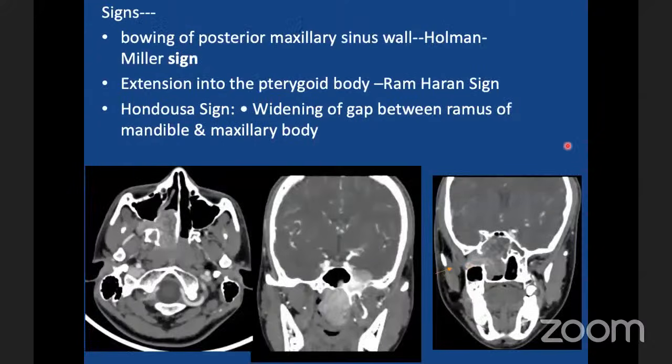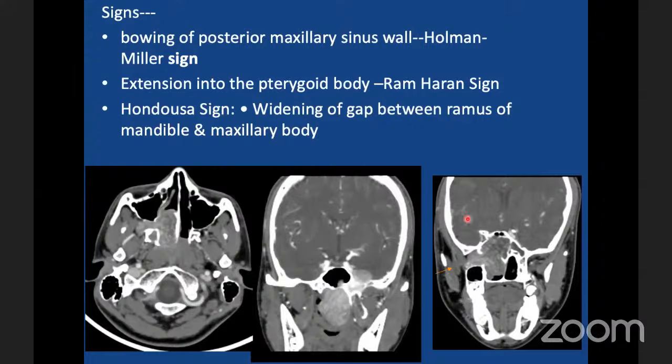Now, there are certain signs that one should be aware of when there is JNA. One is bowing of the posterior wall of the maxillary sinus, called the Holman-Miller sign. Then extension of the lesion into the pterygoid wedge. So if you see, this is the pterygoid bone, and the lesion extends into the pterygoid wedge. Like here, the lesion is extending into the pterygoid wedge. This is the medial pterygoid plate, this is the lateral pterygoid plate, and the lesion is extending into the wedge of the pterygoid. That is the Brahmaran sign.